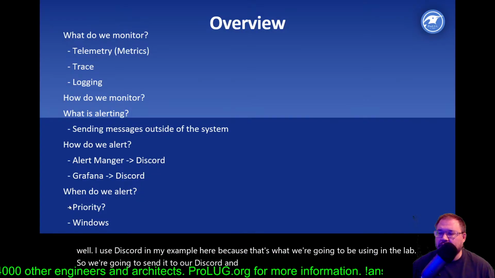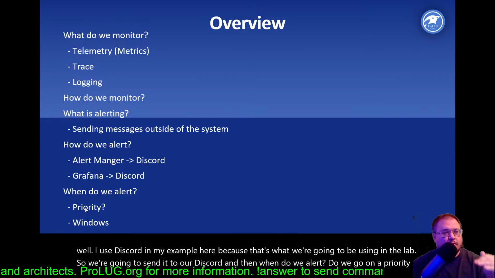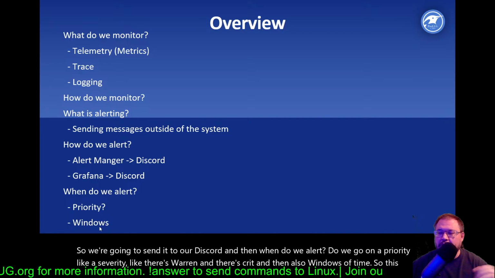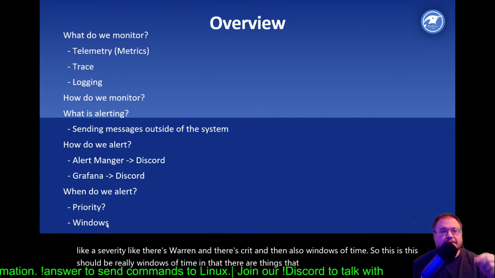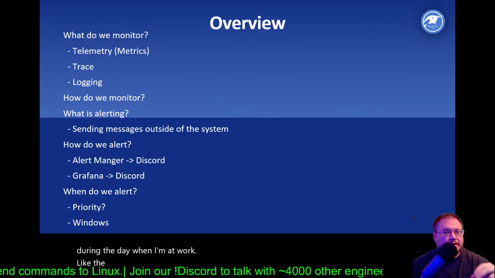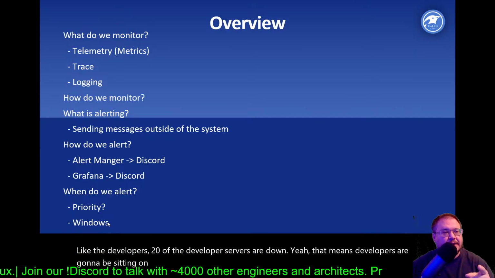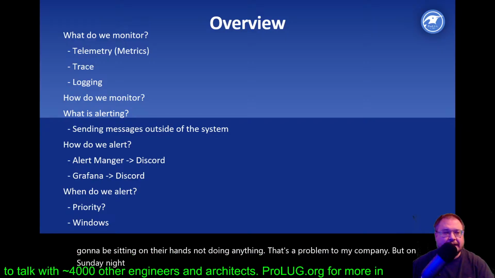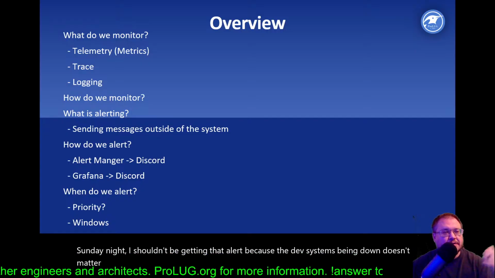And then when do we alert? Do we go on a priority, like a severity, like there's warn and there's crit, and then also windows of time. There are things that are critical alerts to me during the day when I'm at work, like 20 of the developer servers are down. Yeah, that means developers are going to be sitting on their hands not doing anything. That's a problem to my company. But on Sunday night, I shouldn't be getting that alert because the dev systems being down doesn't matter because the developers are also all asleep.